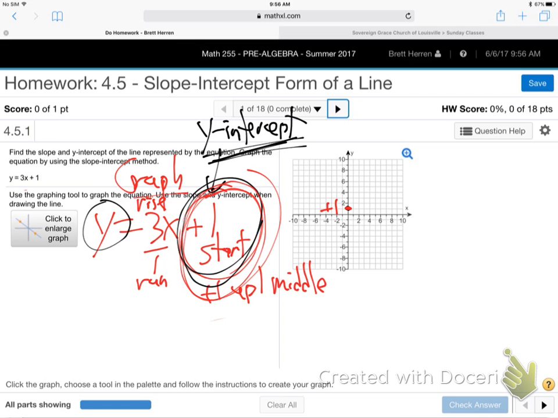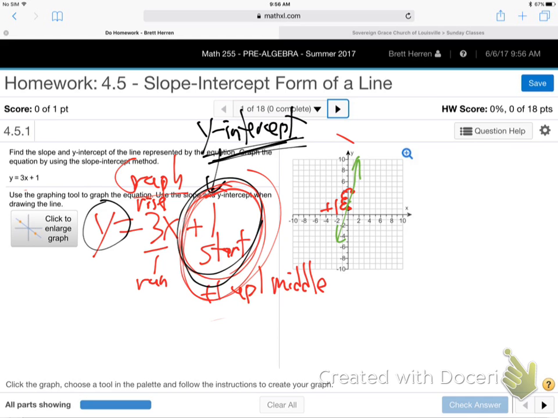Once you have that anchored in, then from there, you just go up 1, 2, 3, over 1. There's your other dot. We got our 2 dots. Connect the dots. We got the line, we're done. No making tables. No plugging in zeros.